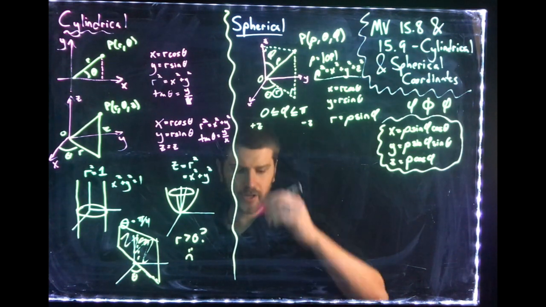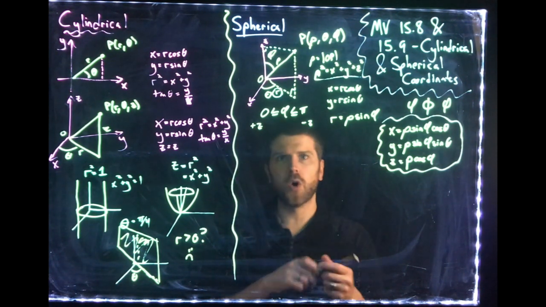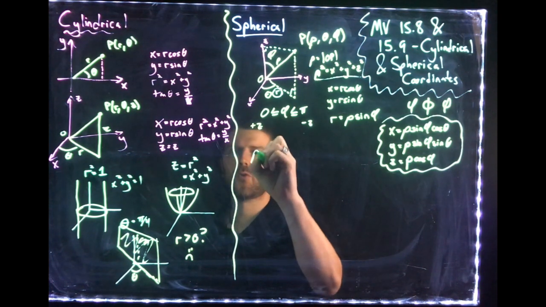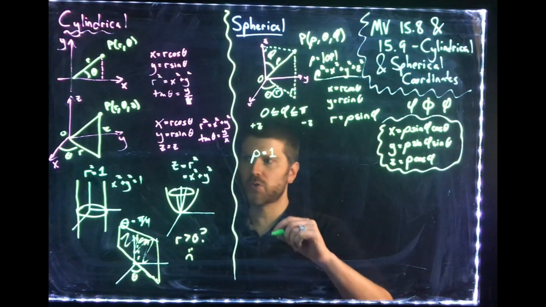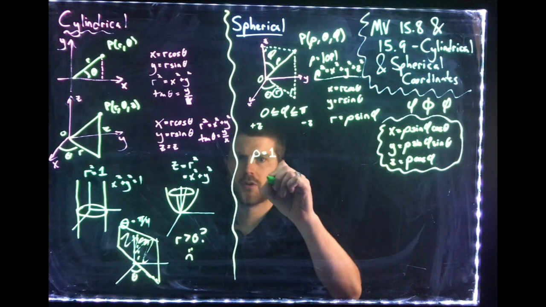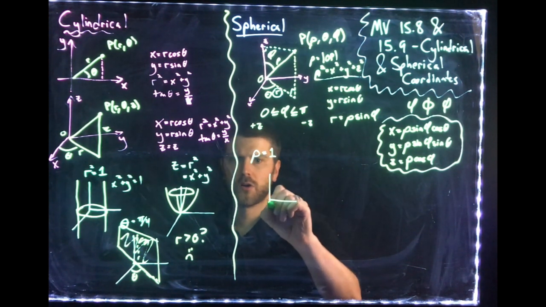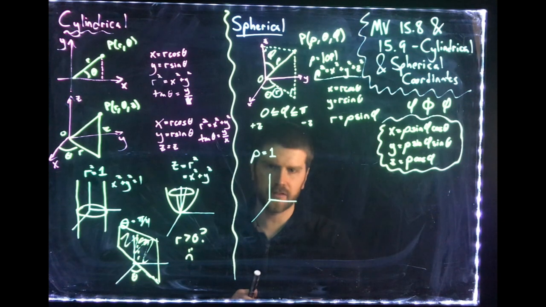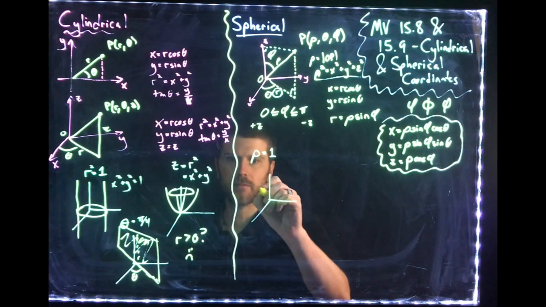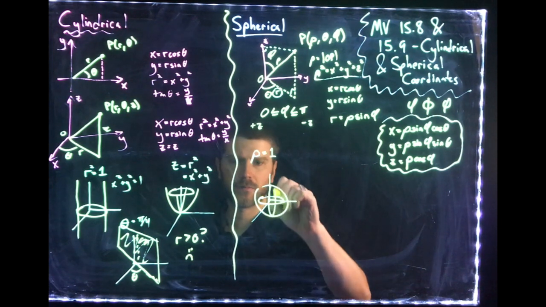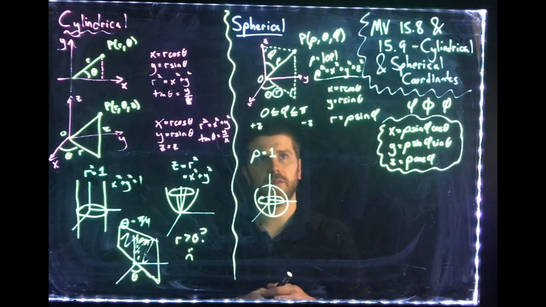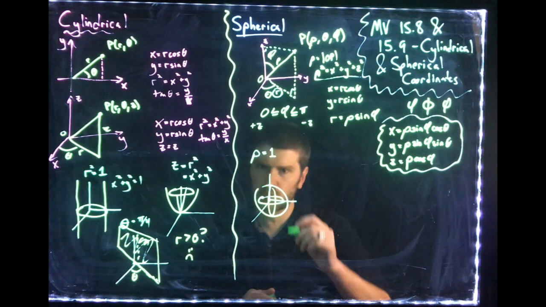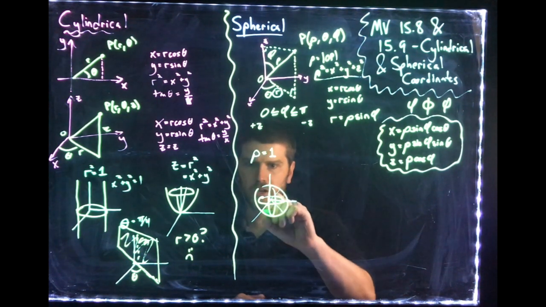So let's look at a couple little samples. Here we'll look at rho equals 1. What happens when rho equals 1? Well, if our distance from the origin is always 1, it might not shock you to realize that this is in fact the unit sphere. The distance from the origin is always 1: 1 here, and 1 here, and 1 here.